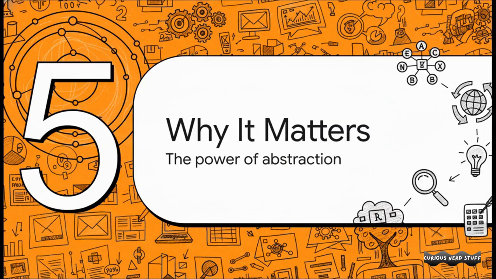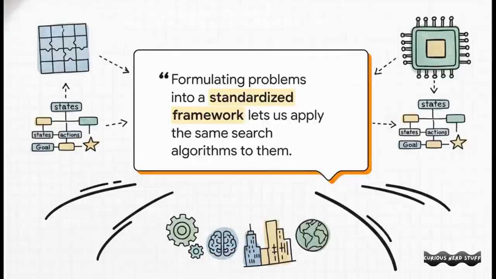Okay, let's bring this all home and talk about why having this single, standardized 5-part framework is so fundamentally important to the entire field of AI. This is really the heart of the matter. This quote is really the key takeaway of our entire discussion, because we can abstract any problem, whether it's an 8 puzzle or something as complex as designing a new computer chip, into the same basic structure of states, actions, and goals. We can then apply the same powerful search algorithms to solve them. It's this universality, this power of abstraction, that makes AI so incredibly adaptable.